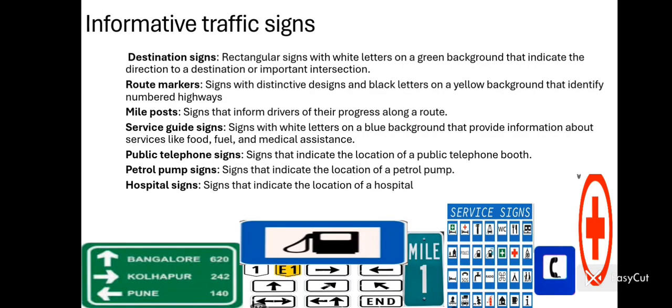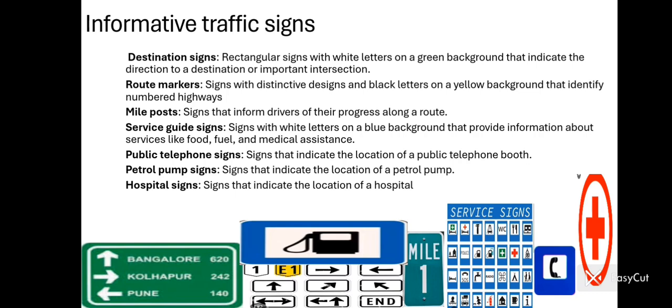Now coming to the informative traffic signs. Destination signs. Rectangular signs with white letters on a green background that indicate the direction to a destination or important intersection. The sign you see is about Bangalore 620 kilometers, Kolhapur 242 kilometers, and Pune 140 kilometers.